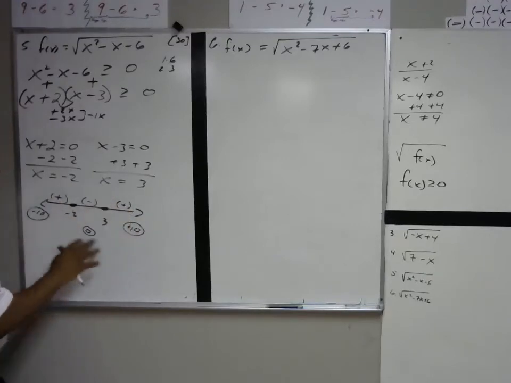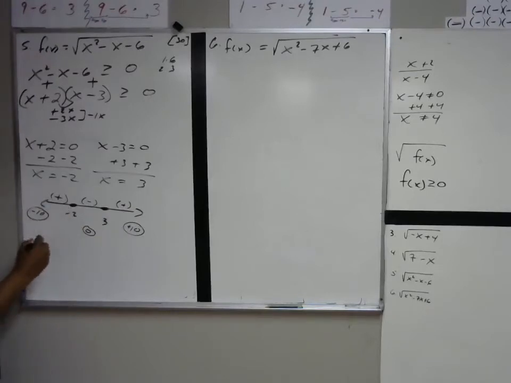So the positive portions of this graph will be here and here. So let's represent that as this part right here. It's represented as x is less than or equal to negative 2.